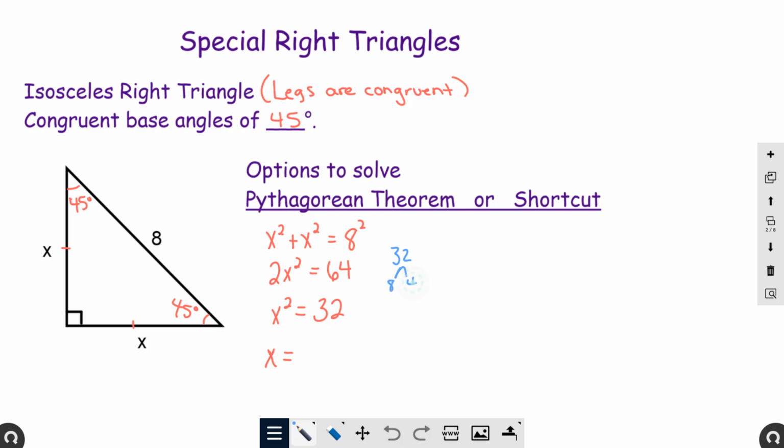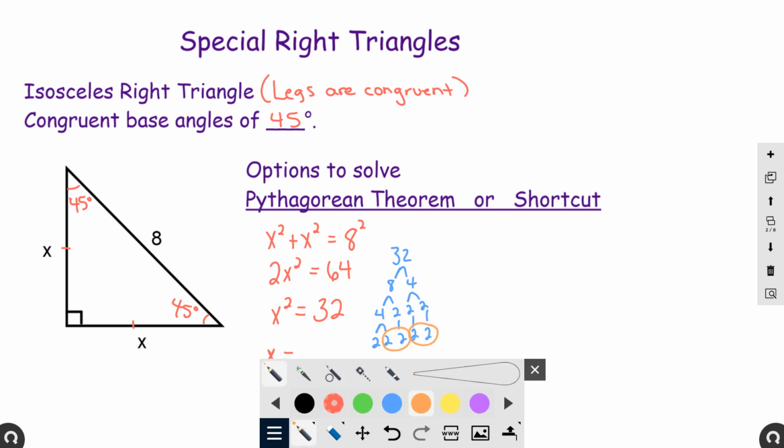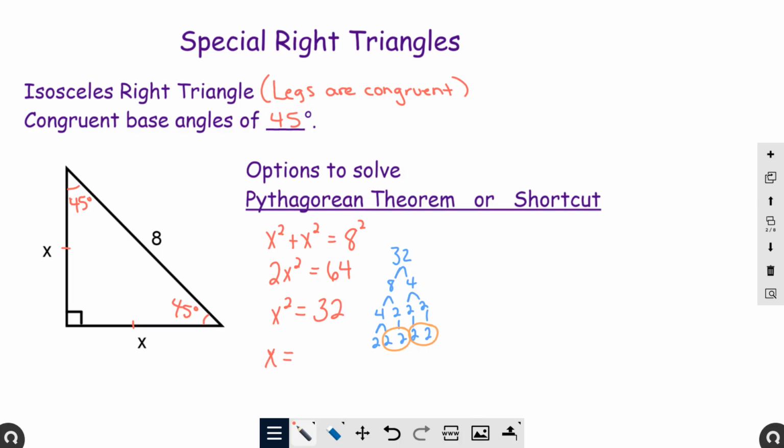8 and 4. What multiplies to be 8? And what multiplies to be 4? It's a lot of 2's. If you look at it, there are 5 2's there once you complete your full factor tree. So remember, we're circling pairs. And we have 2 times 2, which is 4. So this becomes 4 square root of 2.